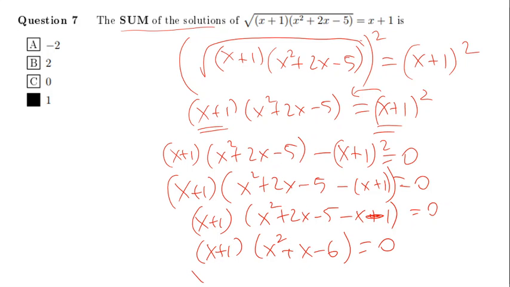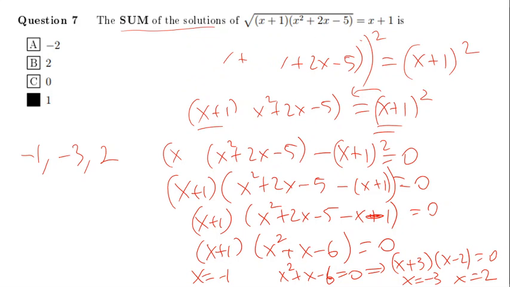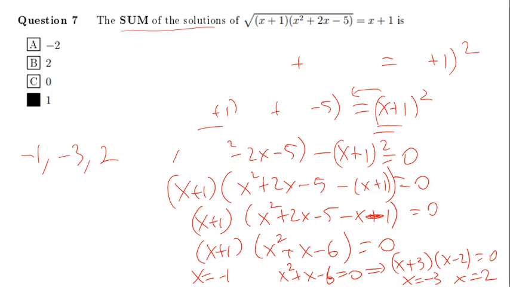So we have x equal to minus 1 here. And when you solve this one, you will get x plus 3 times x minus 2 equal to 0. This will give you x equal to minus 3, x equal to 2. Now, these are the roots: minus 1, negative 3, and 2. Now, after you find them, you have to check them.